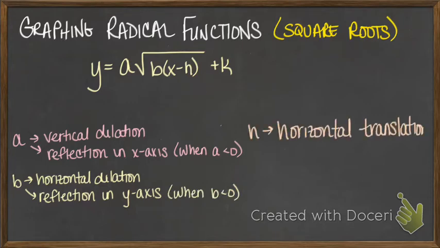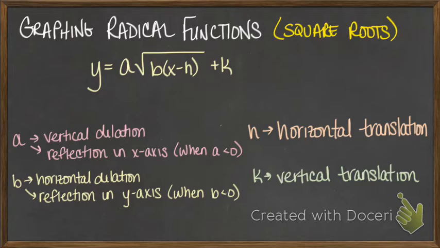H is our horizontal translation variable. It controls movement left and right, sliding this function. And K, our vertical translation variable, controls sliding both up and down within the plane.